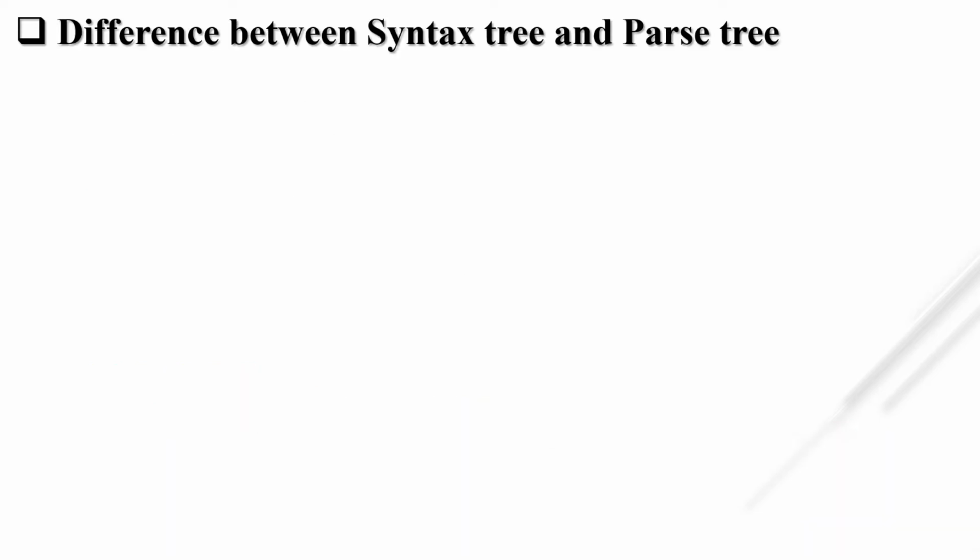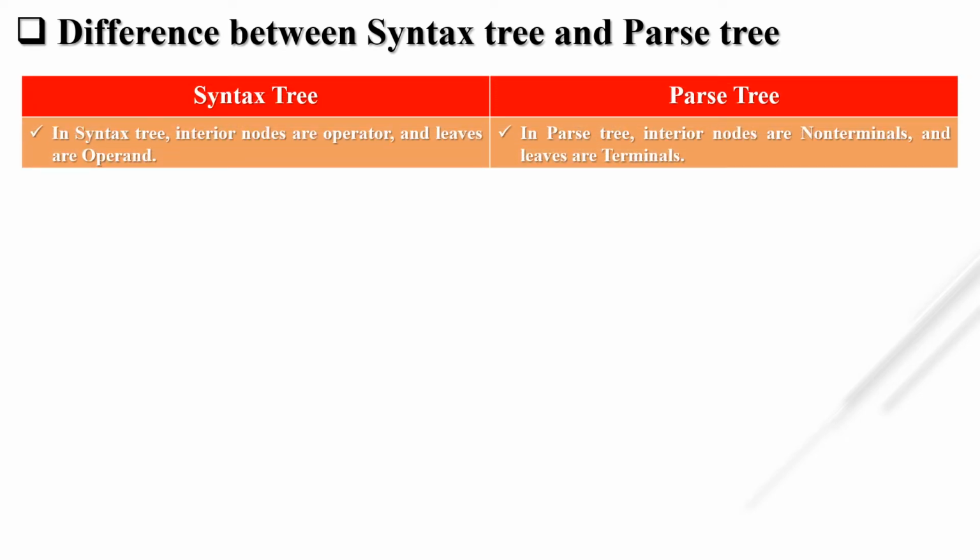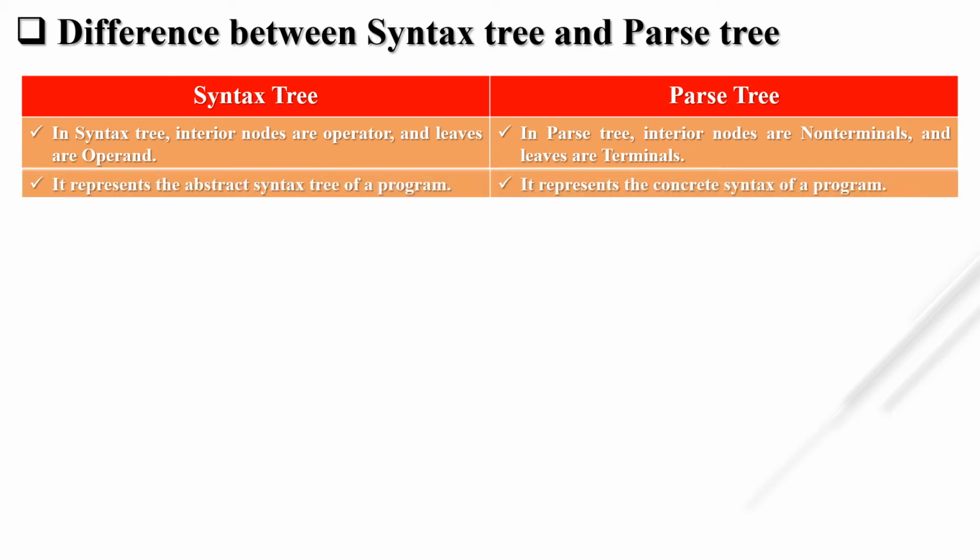Next one is the difference between syntax tree and parse tree. So the first difference is, in a syntax tree, interior nodes are operators and leaf nodes are operands. As I said in unit number 2, when we draw the syntax tree, the interior nodes are always operators and leaf nodes are always operands. Then what is a parse tree? In a parse tree, interior nodes are non-terminals and the leaves are terminals. We will see in the example.